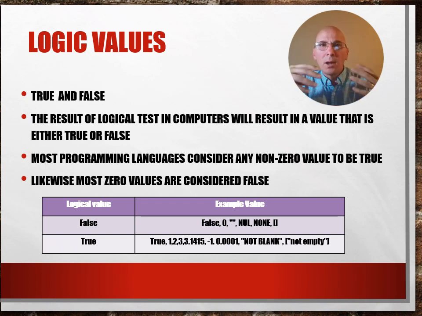And in most programming languages out there, a non-zero value, so anything that's not a zero or blank or empty, is considered to be true. The opposite of that would be that any blank values or zero values are considered to be false. Now, logic values don't necessarily just have to apply to logical tests. We can also often look at the bits that are in a byte of value and ask, is this bit a 1 or a 0? And if it is a 1, we would consider that to be true. And if it's a 0, we consider that to be false.